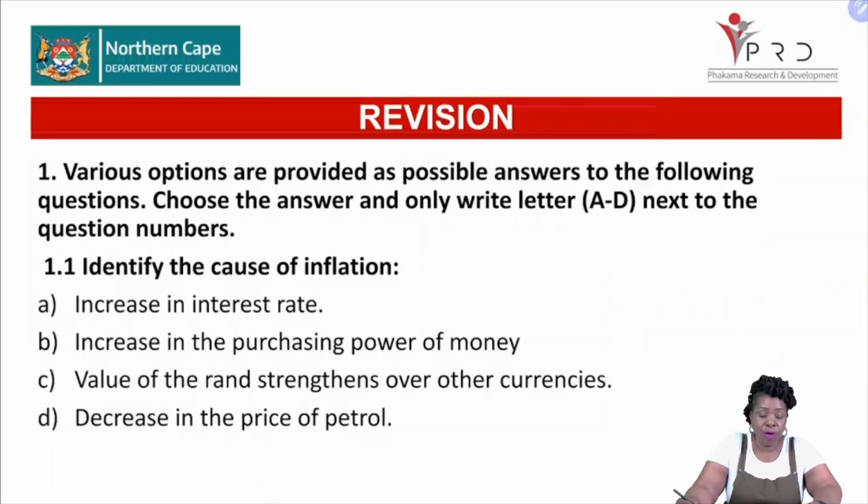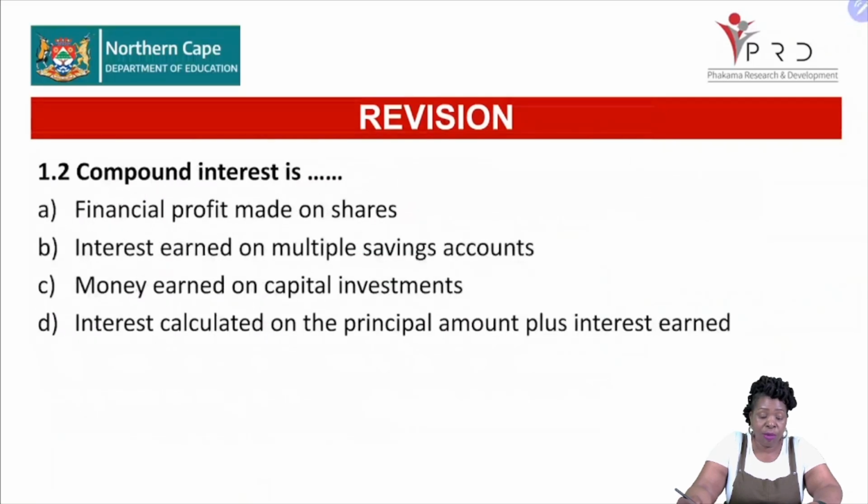Right, we move on to question 1.2. It says, compound interest is A, financial profit made on shares. B, interest earned on multiple savings accounts. C, money earned on capital investment. D, interest calculated on the principal amount plus interest earned. Right, that's our 1.2. Let's answer that one and we move on.